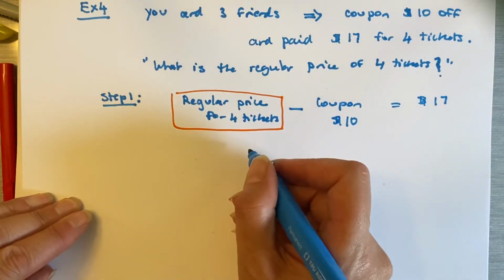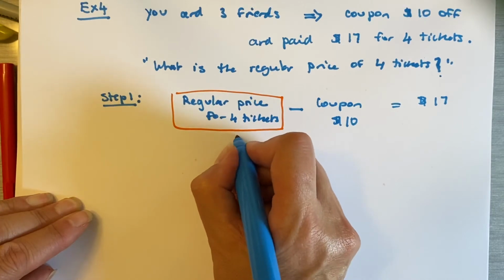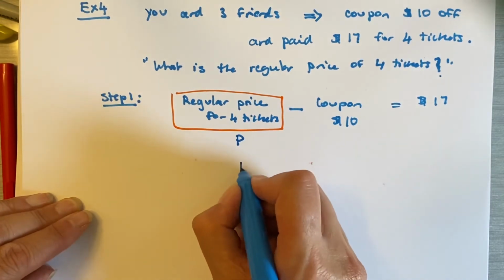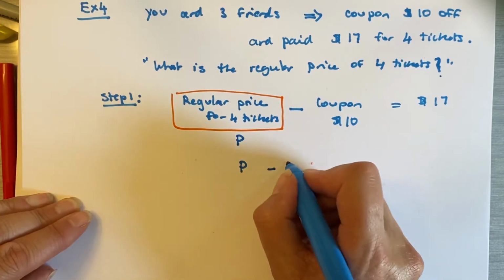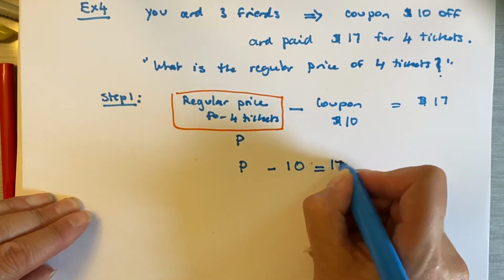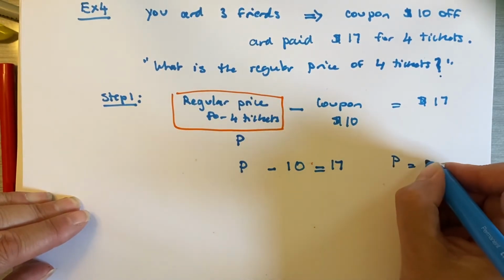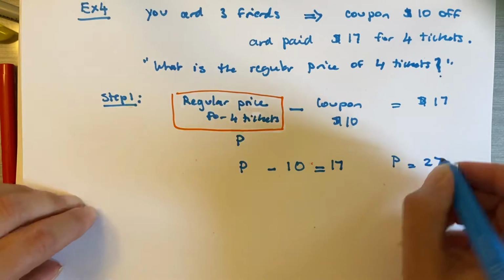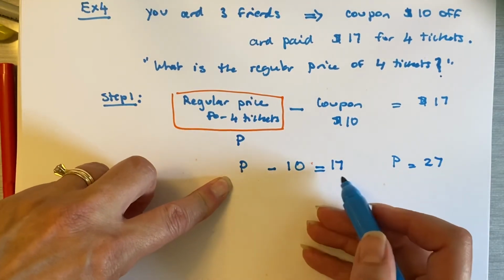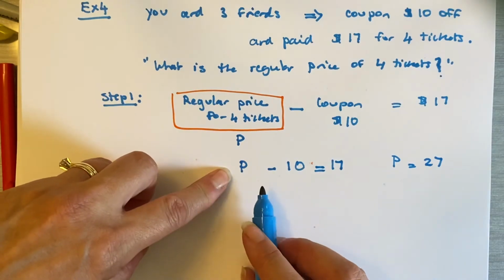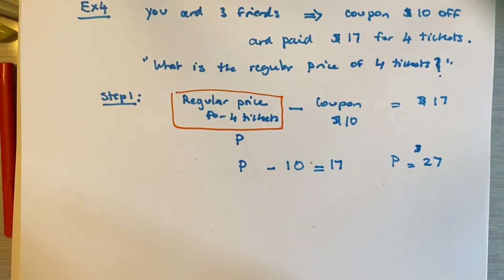Well, as an equation, we'll call this P. I have to name it something, and this is where you end up with a variable. P, my regular price for all 4 tickets, minus $10 is 17. So I find that my price P has to be $27, because for me to have subtracted out $10 and paid only 17, the price for 4 tickets had to be 27. That's where the mental math came from.